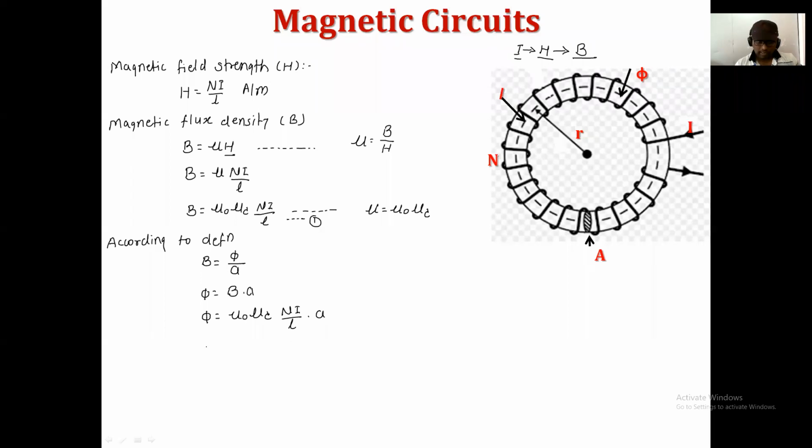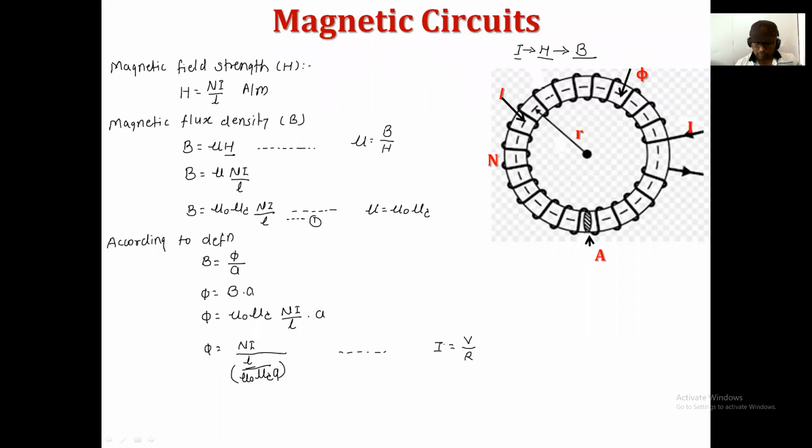Get it, my point? And then I just rearrange this equation and I can write Ni upon L upon mu 0 mu r A. Why can I write like that? Because I have just rearranged the equation in this way here. Now you just try to compare this equation with our Ohm's law, I is equal to V divided by R.